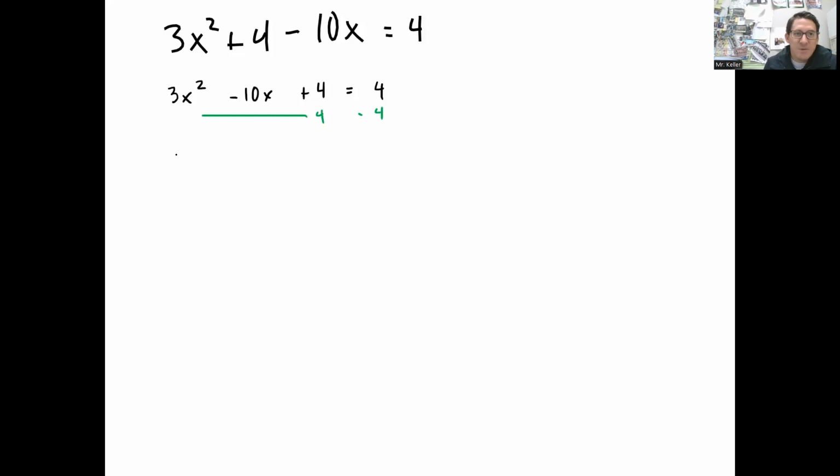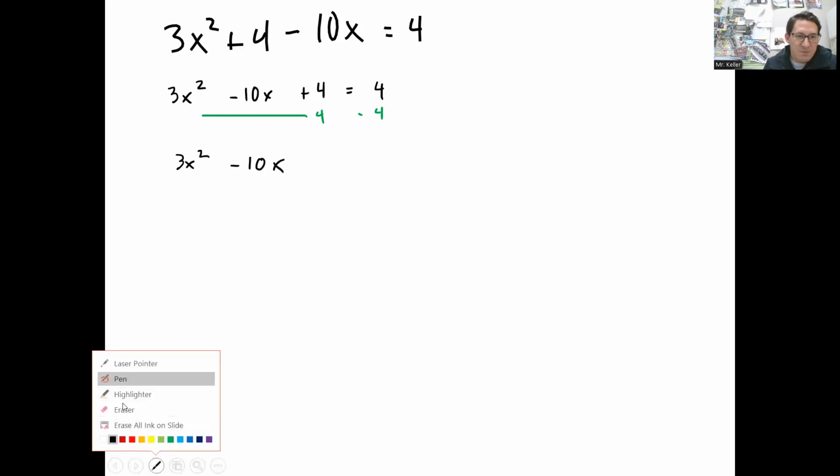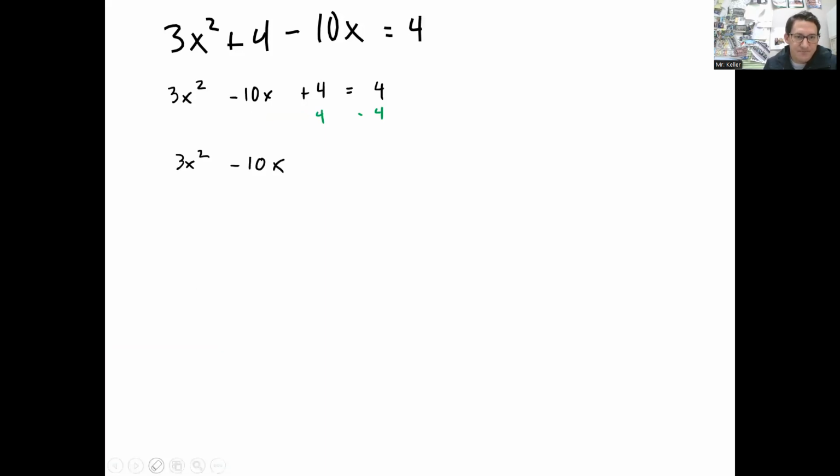So minus 4, so it's going to be 3x squared minus 10x minus 4 equal to 0. We did that just to get everything on one side. I can still work this out using the quadratic formula. So A is 3, B is -10, and C is 0. Since there's no term there, we just put it as 0.